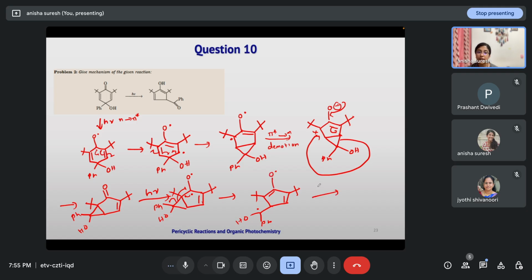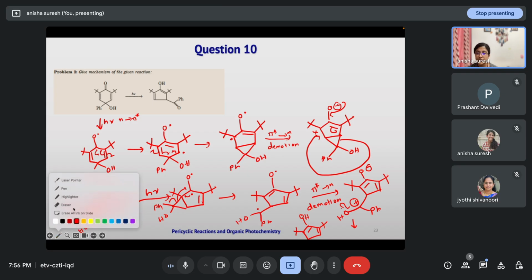Then upon pi star to n demotion, it will lead to formation of a zwitterionic intermediate, OH and plus. Now this will lead to formation of ketone here and proton transfer to this alcohol O minus. It will lead to formation of the final product. Just I will redraw.